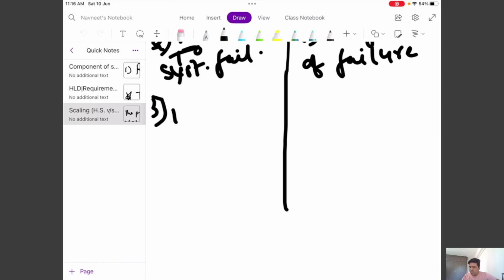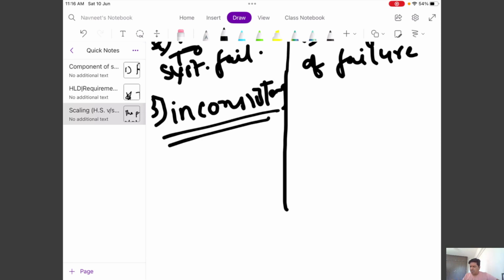So basically, data inconsistency will be there. Here it won't be there, because it is only one system. So here the data is consistent.